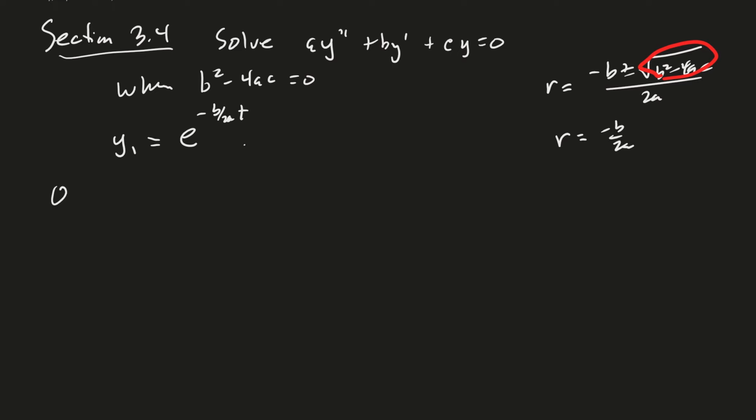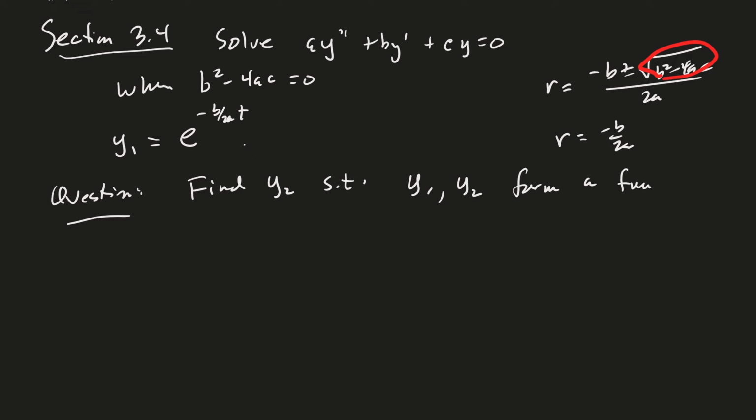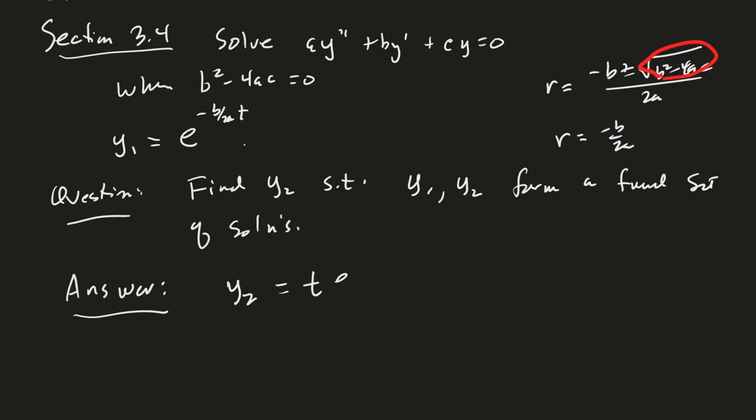So then the question is, find y2 so that y1 and y2 form a fundamental set of solutions, right? Because we know we need two functions for our second order differential equation. Good. Now I'm going to tell you what the answer is first, and then we're going to prove it. So the answer is going to be that y2 of t can be found just by multiplying the solution by t.